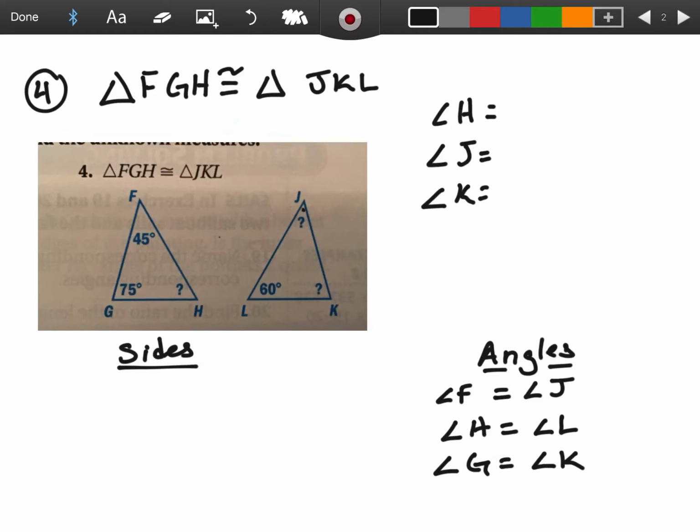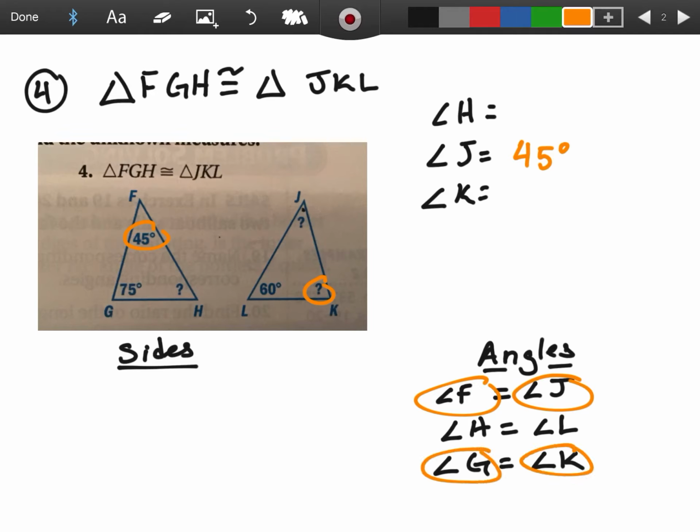Great, so now we can actually use this information to solve for the missing angles. The first one I need to know is angle J. Angle J is congruent with angle F. Angle F is 45 degrees, so angle J is also 45 degrees. Next I need to figure out what angle K is. Angle K is the same as angle G. Angle G is 75 degrees, so angle K is 75 degrees.